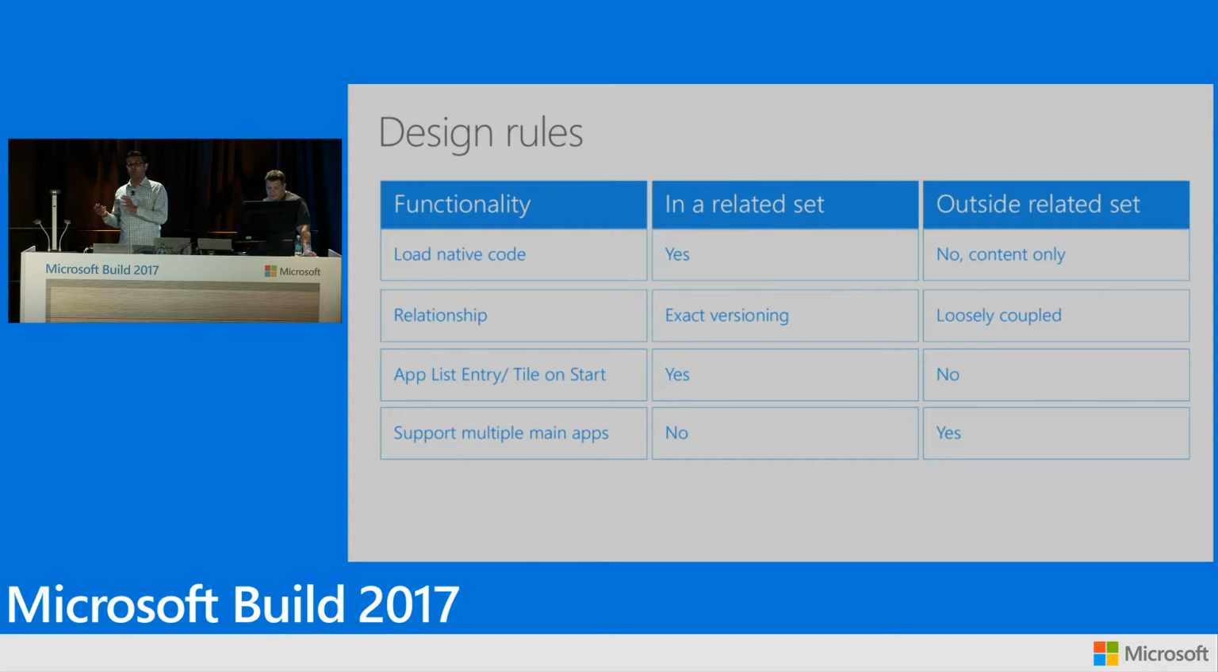Again, if you want to produce an optional package and you think that it can serve more than one app, like in John's example, a webcam app as well as the face analysis app, it has to be outside the related set. You're talking about content at that point.